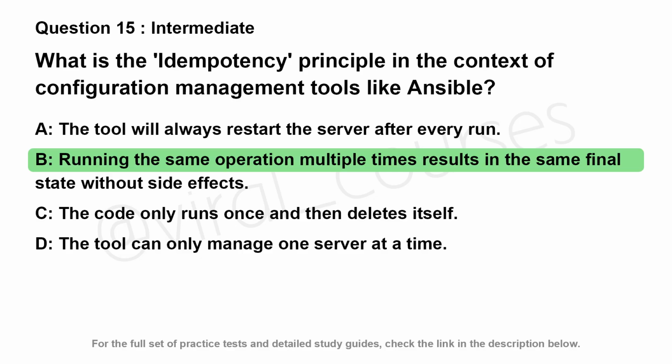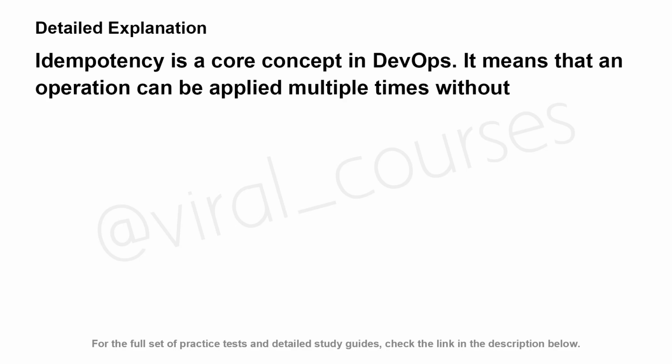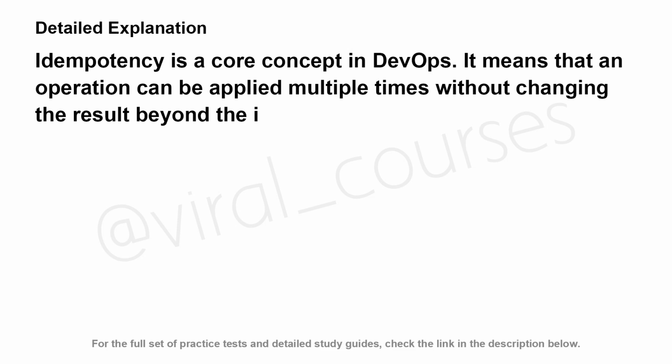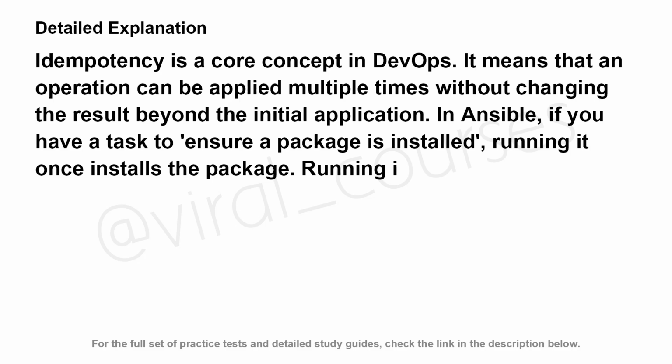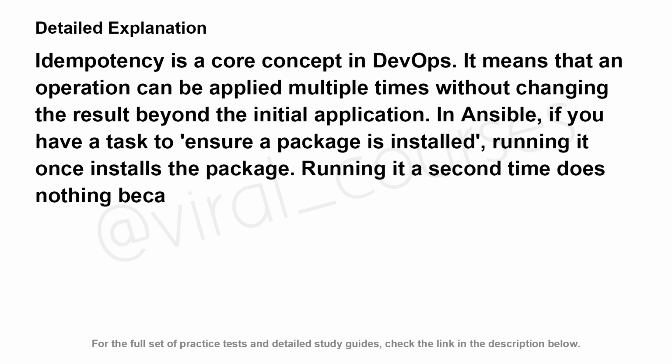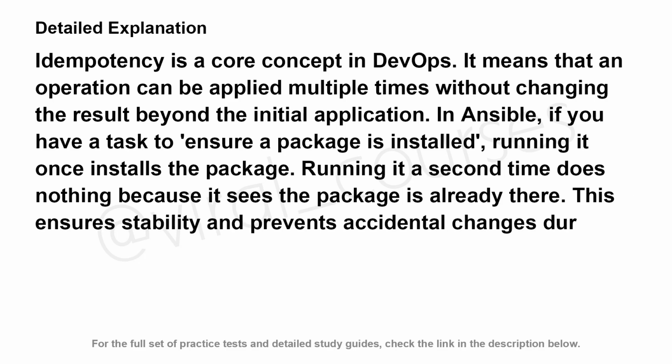The correct answer is B. Idempotency is a core concept in DevOps. It means that an operation can be applied multiple times without changing the result beyond the initial application. In Ansible, if you have a task to ensure a package is installed, running it once installs the package. Running it a second time does nothing because it sees the package is already there. This ensures stability and prevents accidental changes during repeated pipeline runs.